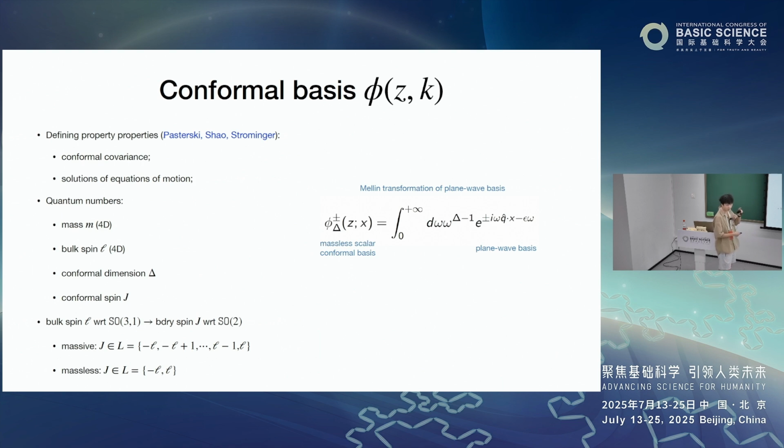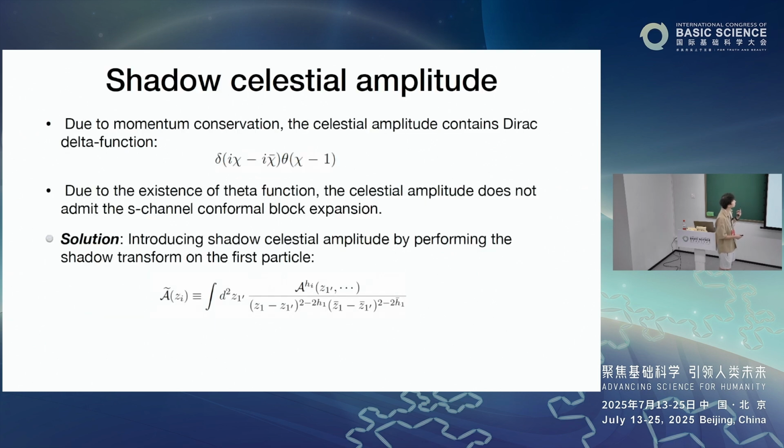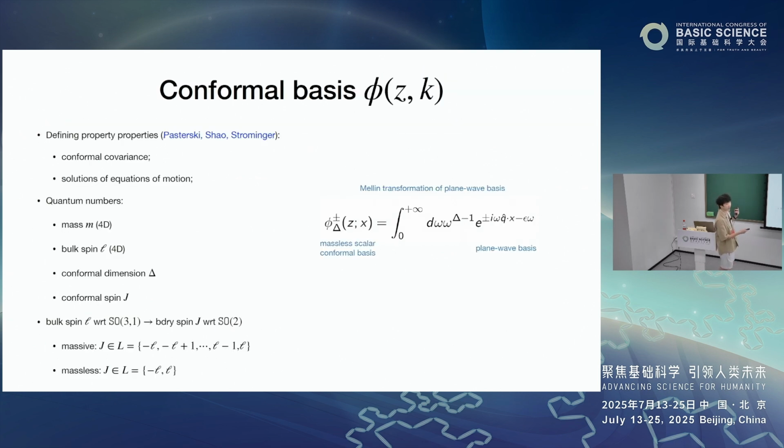However, for massive particle, it's a bit more complicated. Because for a massive particle in 4D with bulk spin L, the little group is SO(3), and then we will have 2L plus 1 degrees of freedom. However, on the boundary side, for conformal spin L, we will only have 2 degrees of freedom. To match the degrees of freedom, a massive spin L bulk particle will be mapped into conformal primary operators of spin L, L minus 1, down to spin 0, to match the numbers of degrees of freedom. Okay. And for the massless scalar, I give you one illustration for the conformal primary basis.